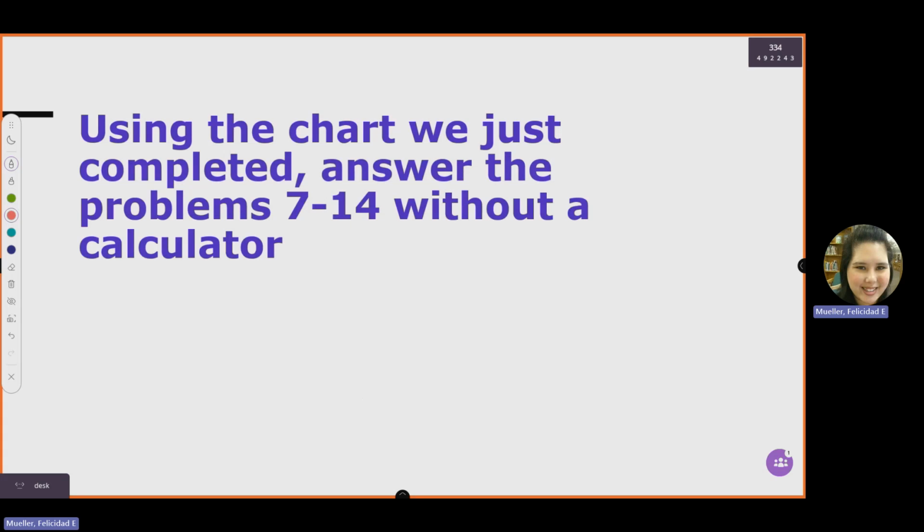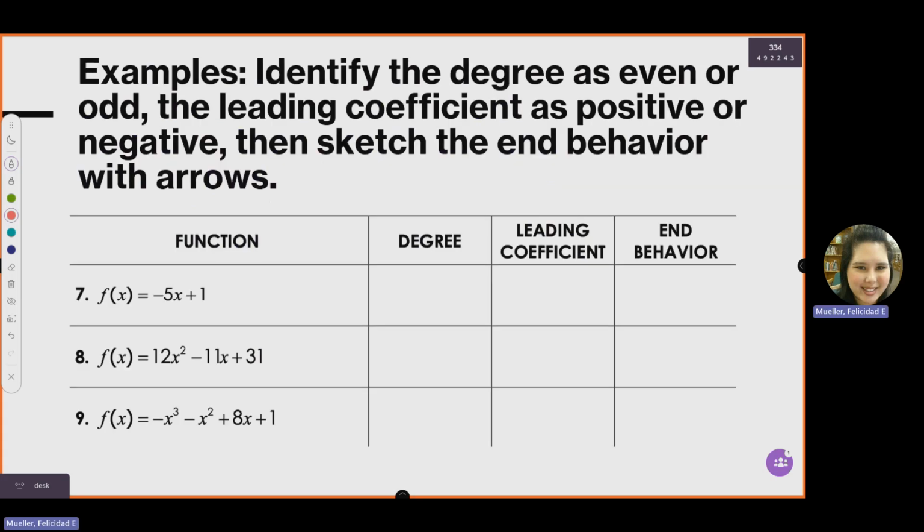So we're going to use the chart we just made, and really we're going to do 7 through 16. We're going to answer the problems without a calculator. So we're going to take a look at number 7 together. Number 7, and these are actually all in standard form, so it's the first term in each of them.